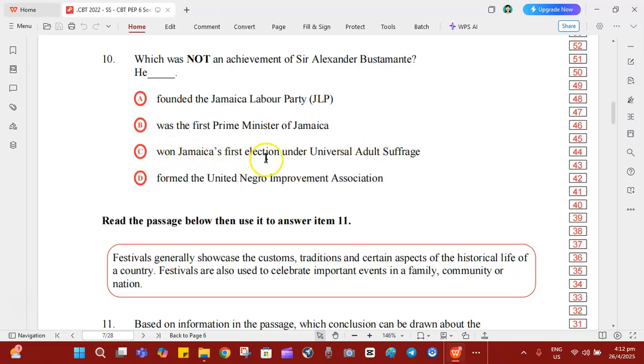C says he won the first election under universal adult suffrage, which is true. And D says he formed the United Negro Improvement Association. The answer is D. He did not form the UNIA. The UNIA was formed by Marcus Garvey.